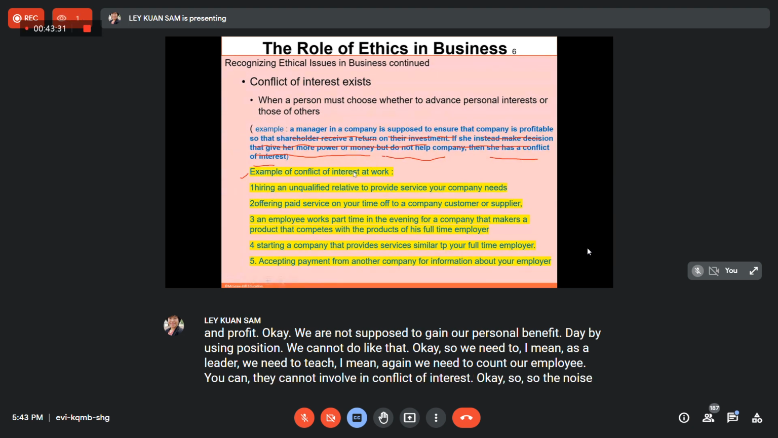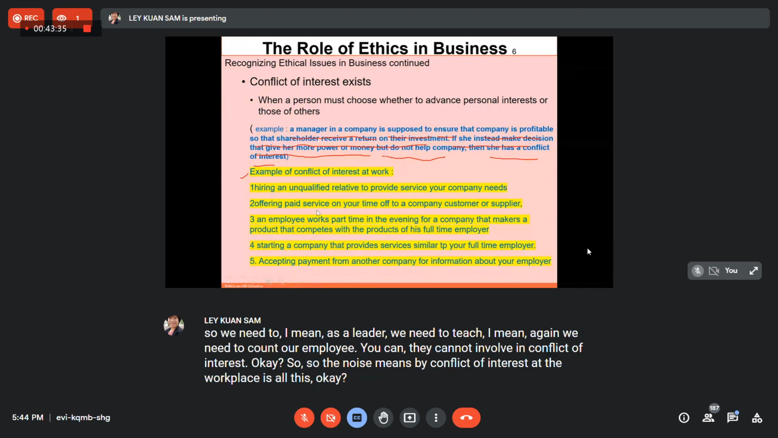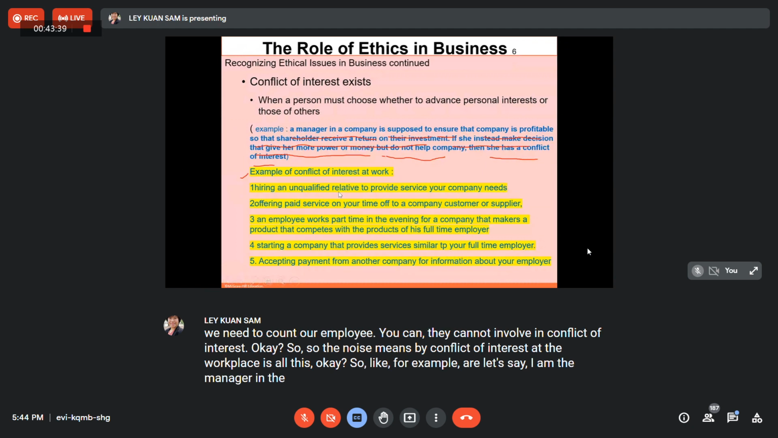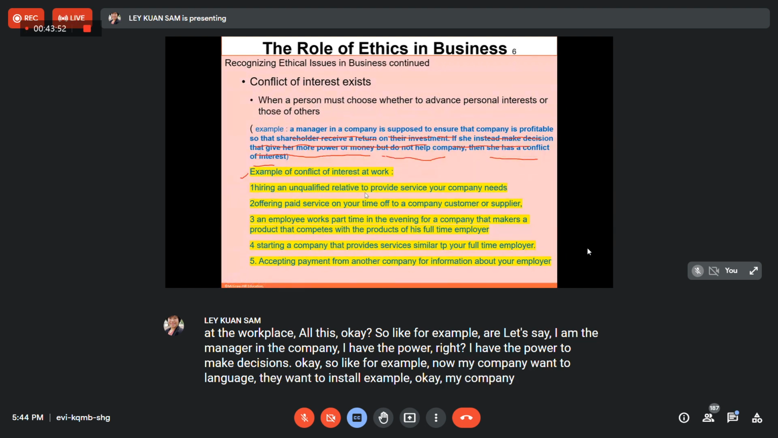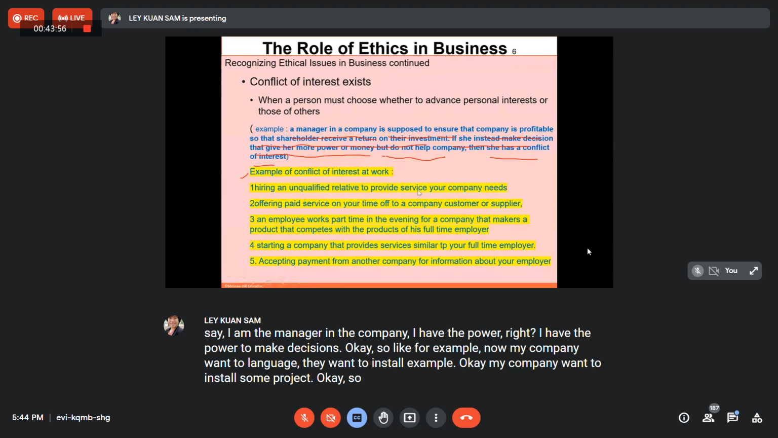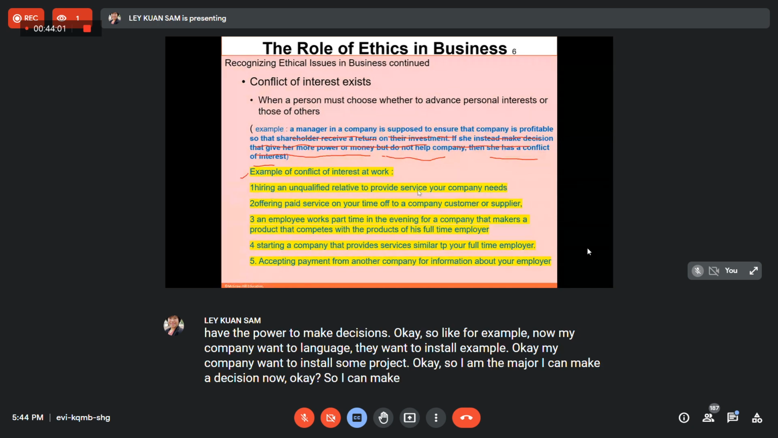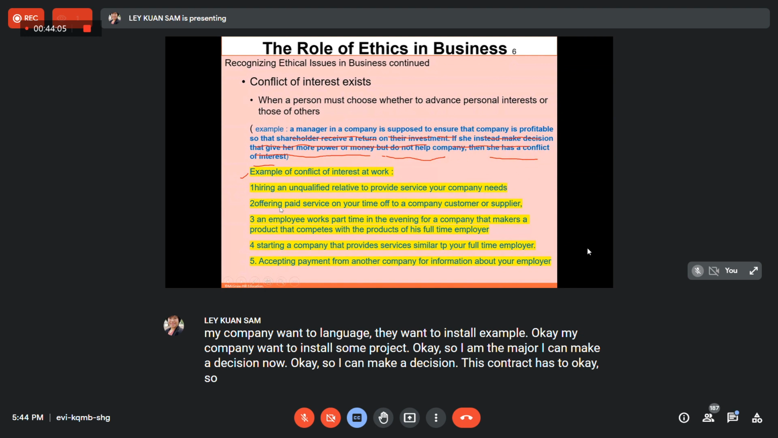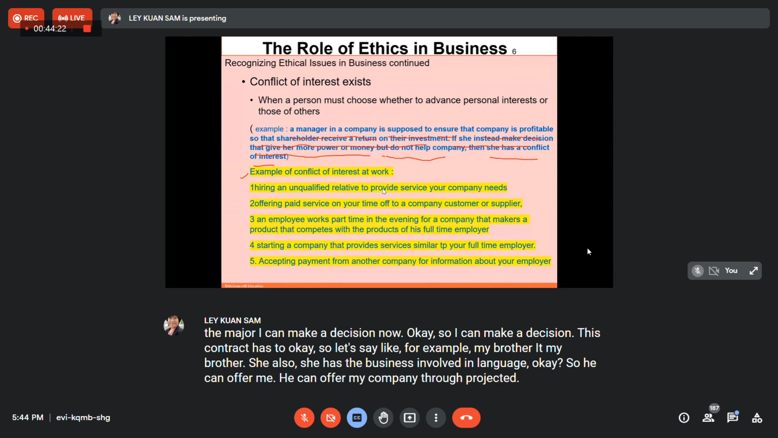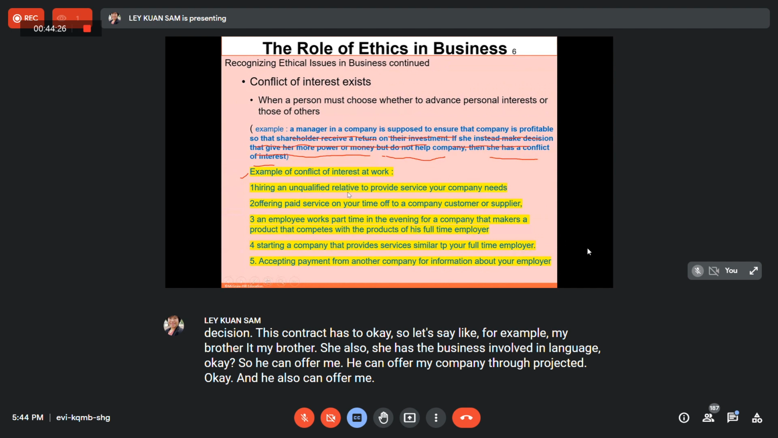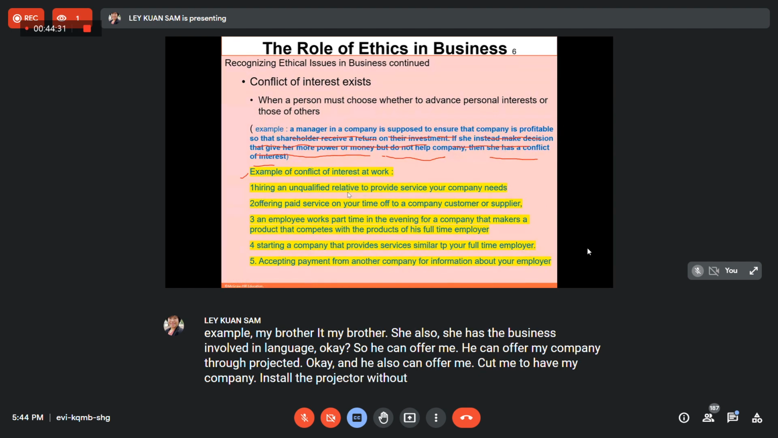So what is meant by conflict of interest at the workplace is this. For example, let's say I am the manager in the company. I have the power to make decisions. Now my company wants to renovate. They want to install some projectors. I am the manager, so I can make a decision on who to pass this contract to. Let's say, for example, my brother. My brother has a business involved in renovation. He can offer my company a projector, and he can also offer to help my company install the projector without charging the installation cost.